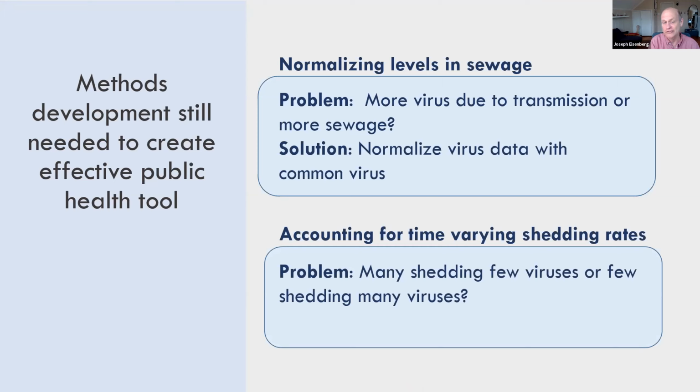And then the next question is, when we see viruses in the sewage, does that represent many shedding few viruses or few shedding many viruses? And so we really need to better understand the dynamics of shedding in humans, account for these time-varying shedding rates in order to, again, provide a more accurate epidemiologic picture of what's happening in these regions.